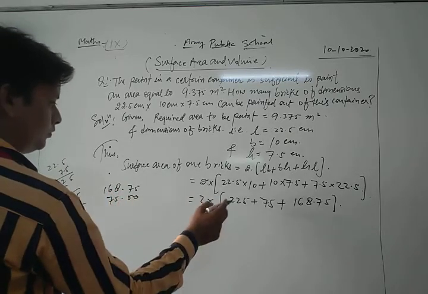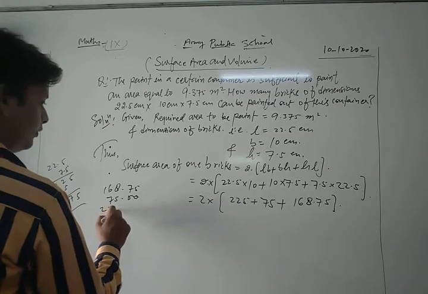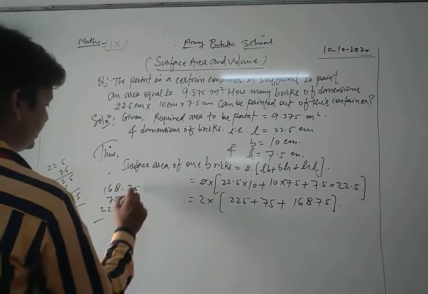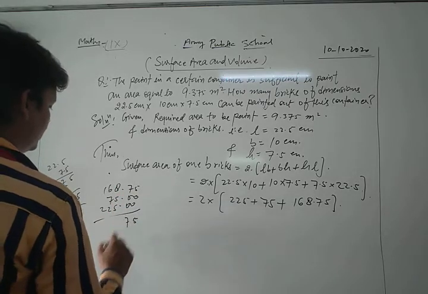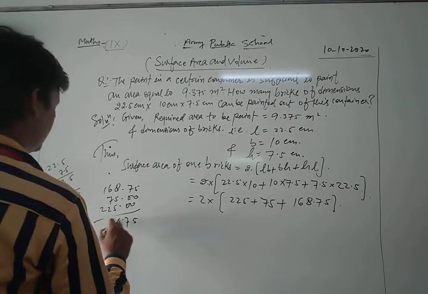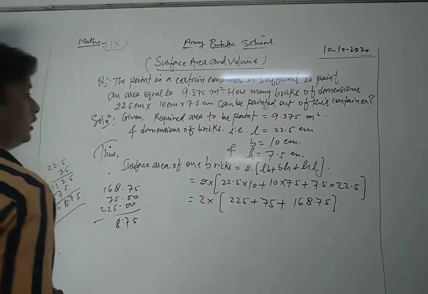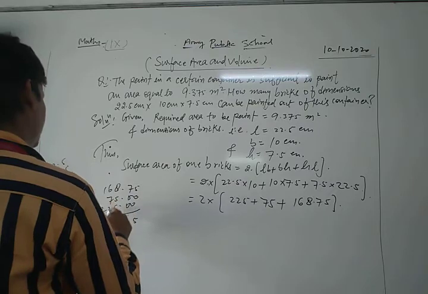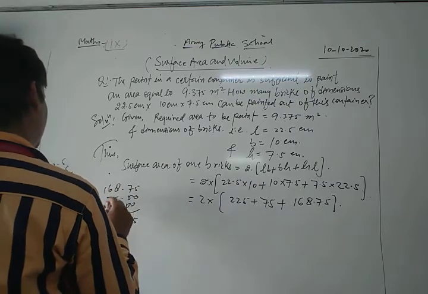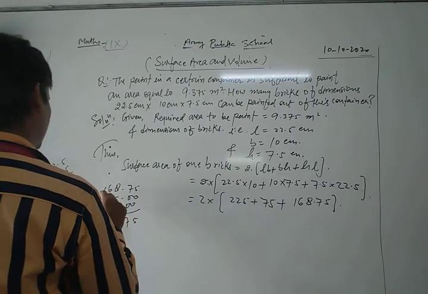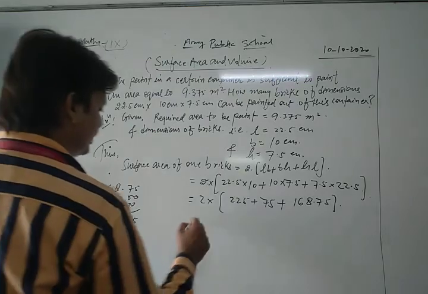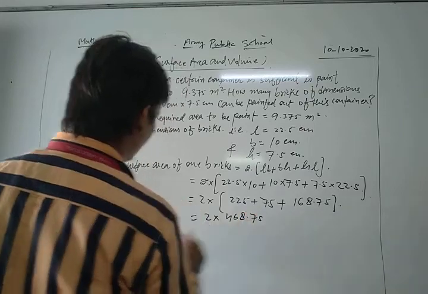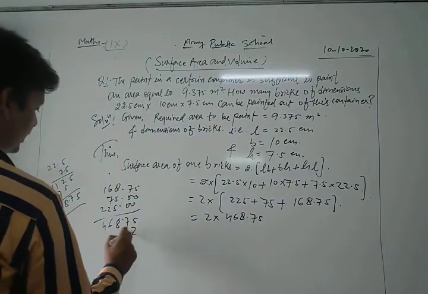75.00, and 225.00. What do we get? 5, 7. Let's see. We get 2 into 4 6 8.75. Now we multiply it by 2. What do we get? Let's see.